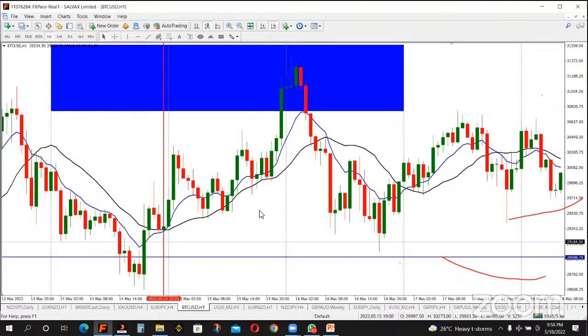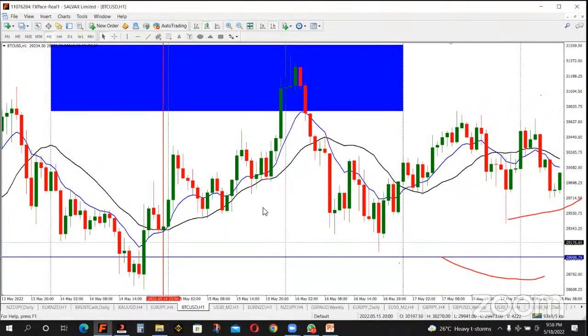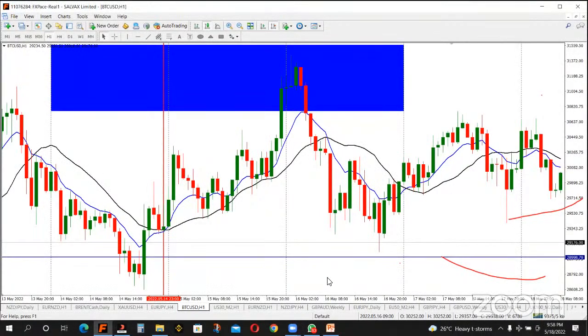Was there a cross I can see there? Yes, there was a cross there. So which cross, which one? The red crossed the black. Red? No, is there red here? The only moving average here is red.